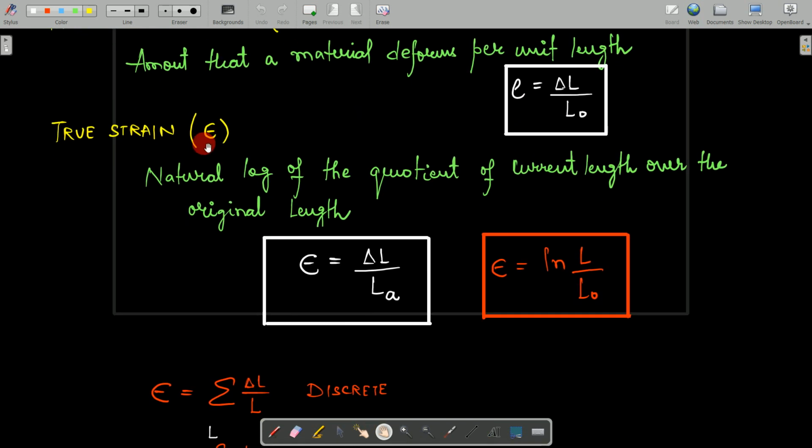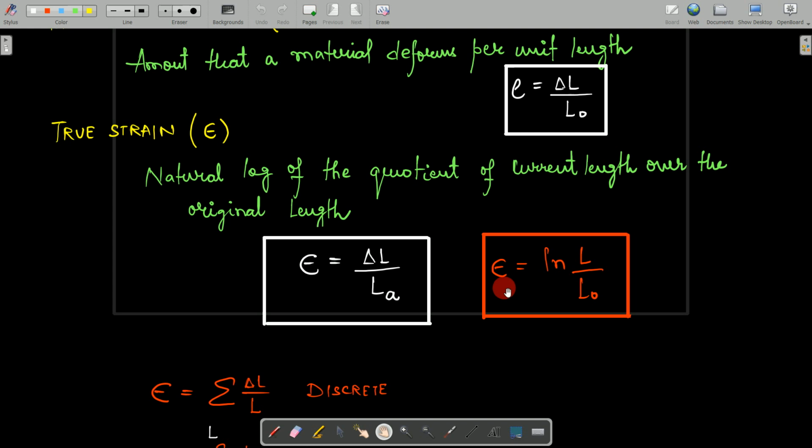Okay. Now how to define your true strain? We represent this true strain with epsilon. It is defined as the natural log of the quotient of the current length over the original length. So here we have delta L by L naught, and in this case we have epsilon is equal to delta L by L_A. That is the only difference. So L_A is your actual length and L naught is the original length. What do you mean by original length? The length before the deformation has taken place. And L_A means the length which is at the process of deformation or after the deformation, or instantaneous.